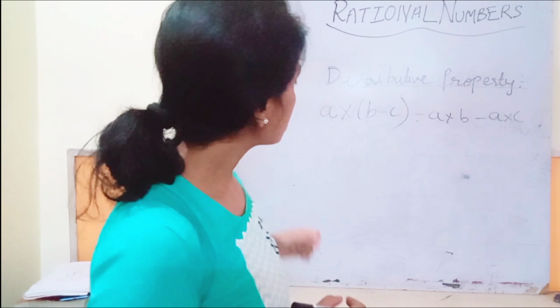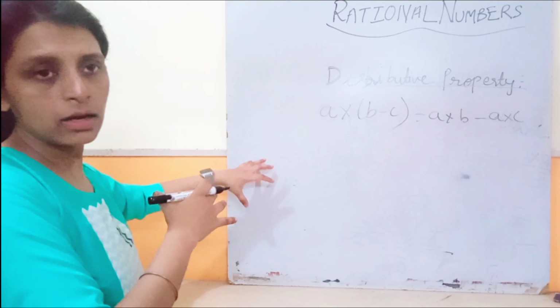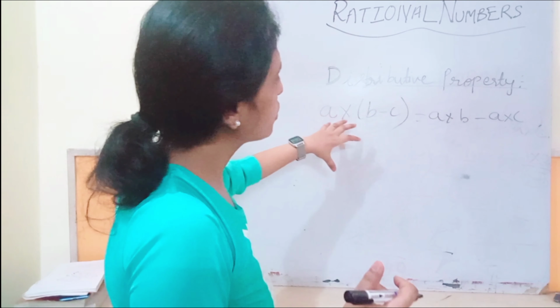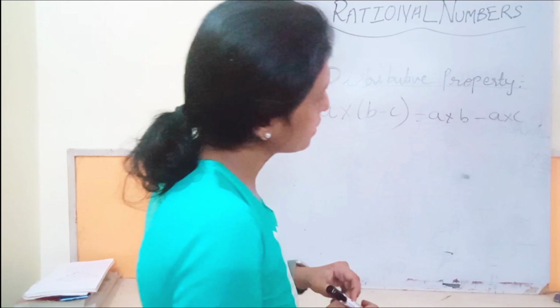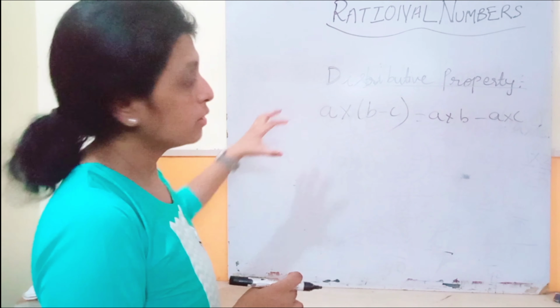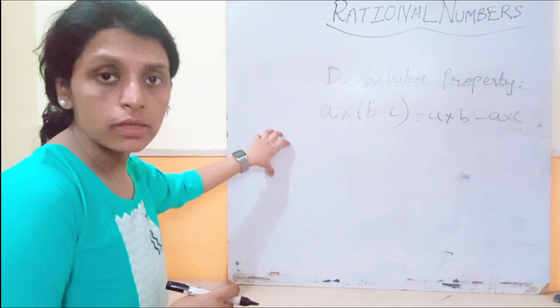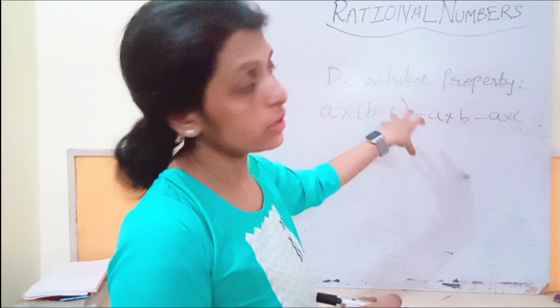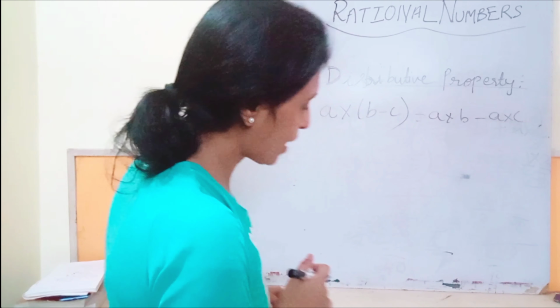Okay children. So we will take one example and then we are going to see whether our left hand side is equal to right hand side or not. So in this way we can say that the rational numbers hold this distributive property over the operation of subtraction as well.